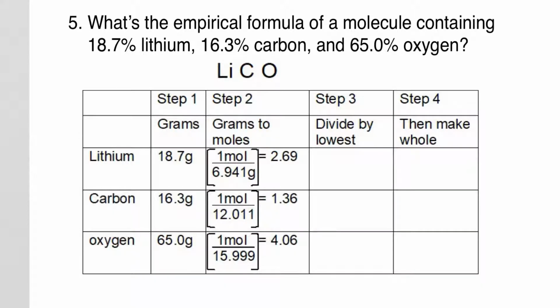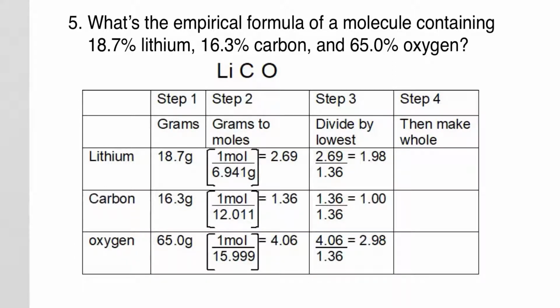I've now converted every element to moles of that element. 2.69 moles of lithium, 1.36 moles of carbon, and 4.06 moles of oxygen. Step 3 is to take the moles that I've calculated and divide by whichever one of these 3 numbers is the lowest. 1.36 is my lowest number of moles, so I'm going to divide all 3 of these by that number.